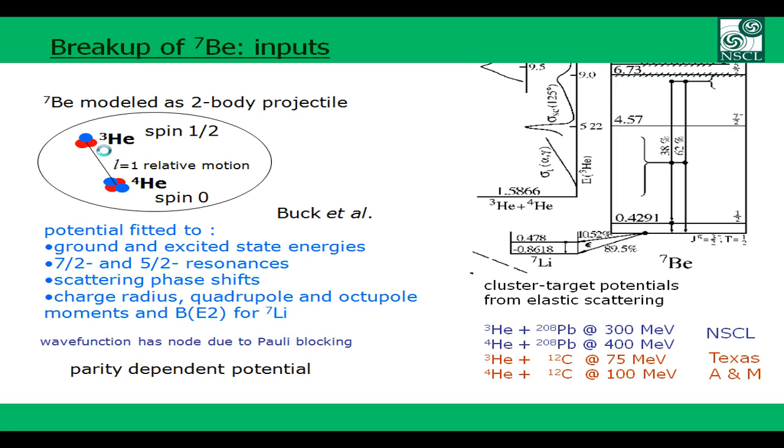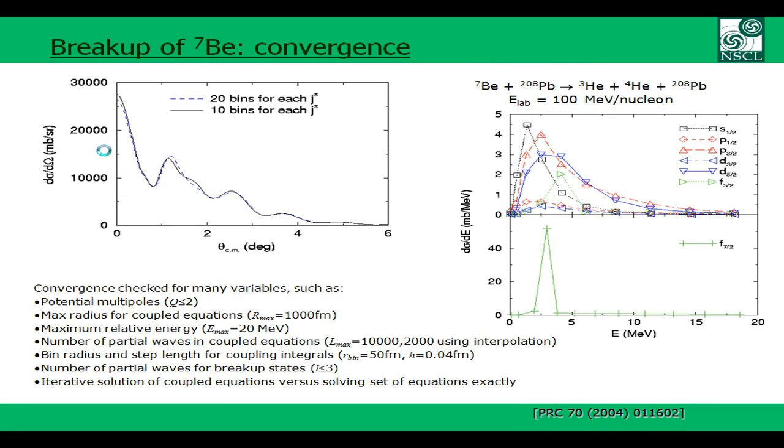Okay? So in this case it's easy because the clusterization that we're considering for beryllium-7 is alpha plus helium-3. So for helium-3 and alphas, people have done lots of experiments. There's actually data available in a wide range of energies, and so you can just take it. So this case was an easy one. It's well constrained. Okay, so now we go to the actual calculations.